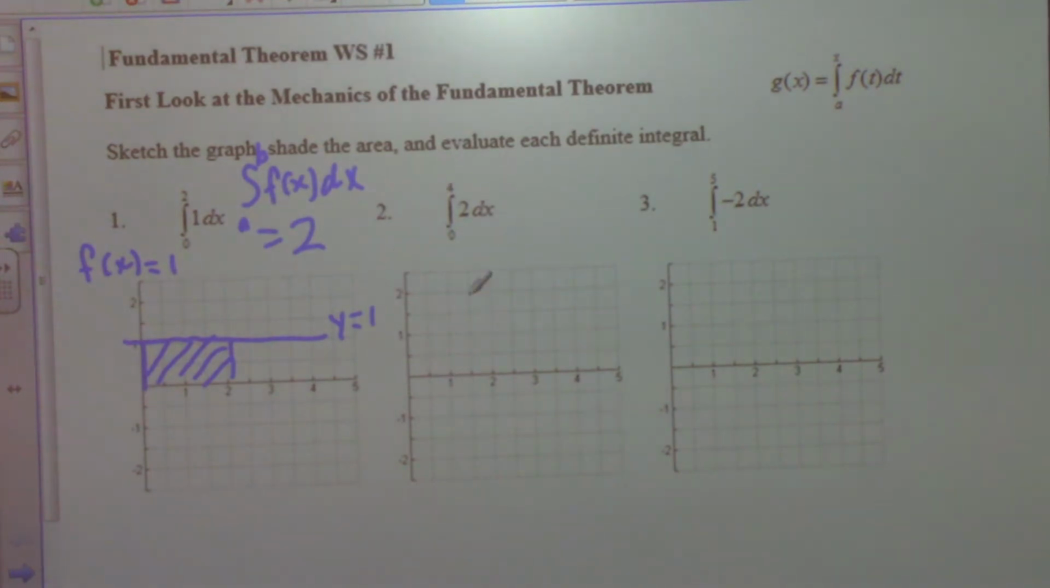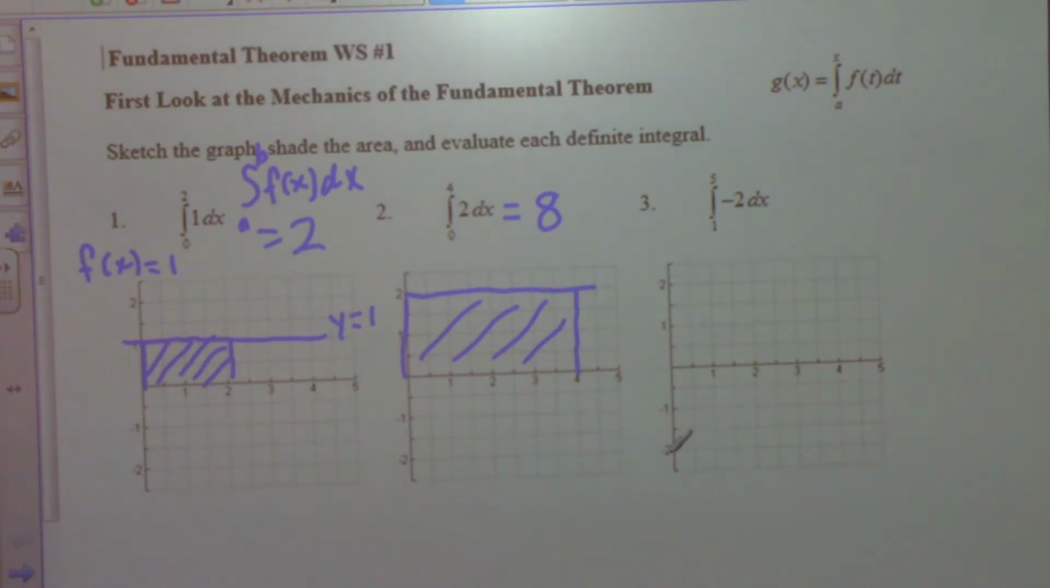And now we have this one here. What did we get for this one? f of x equals 2, from 0 to 4. So f of x equals 2, something like this, and then we go from 0 to 4. So what is this going to be? 8. 8? Okay. We're okay on this so far? Okay, good.